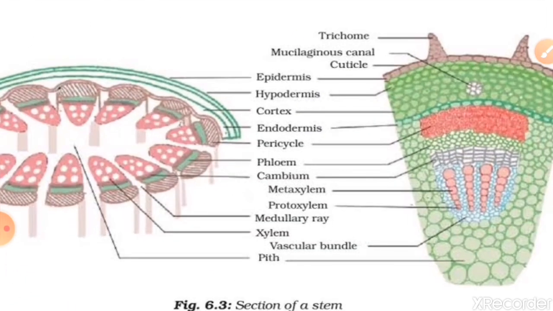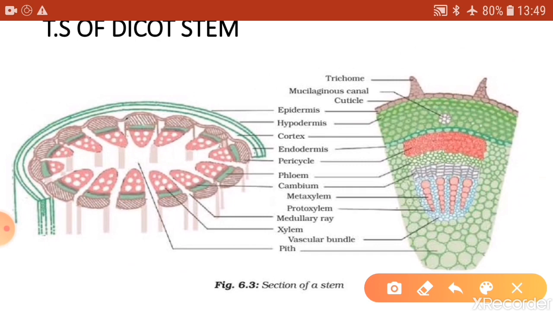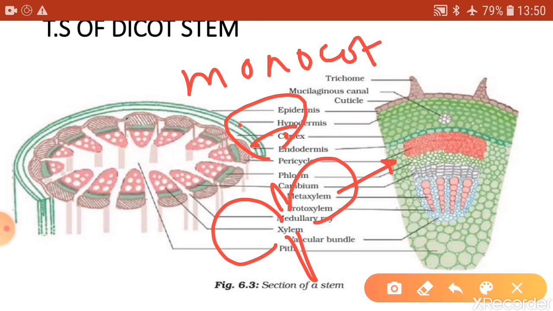Now, this is the transverse section of a dicot stem. Later on you will be learning about the monocots and dicots. For now I can tell you the monocots are those plants where the seed is made up of one cotyledon. Like in case of maize, you find that the cotyledon is just one, right. And in case of gram, you find that there are two cotyledons or seed leaves present. So those plants which have two cotyledons in their seeds are called dicots.